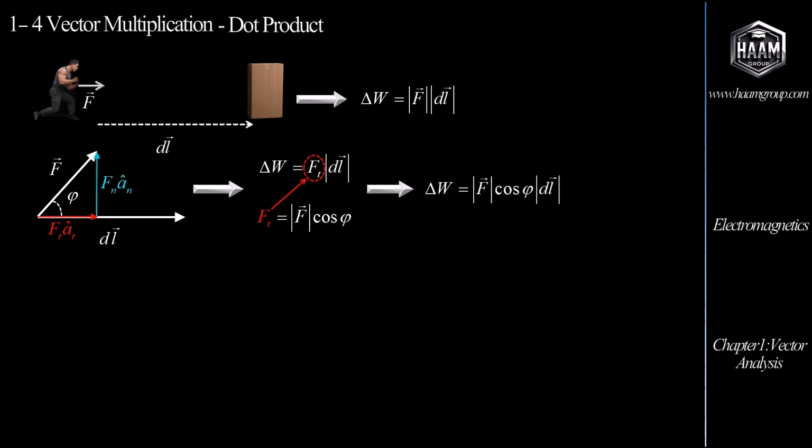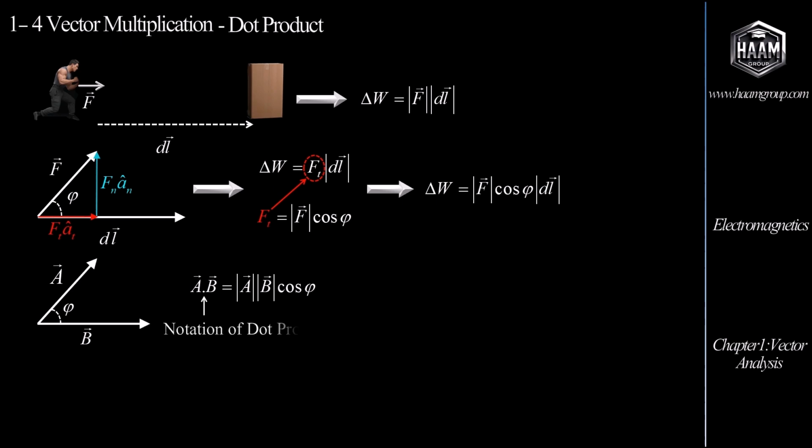This quantity actually represents a type of product. Call it the dot product. In general, if two vectors have an angle between them, for example, vectors A and B with angle phi, then the quantity abs A abs B cosine phi is called A dot B, or the dot product of A and B. The symbol for the dot product is the dot.